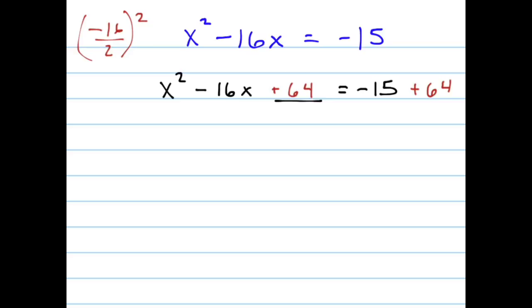Now, I know the right-hand side adds up to 49. That's the easy part. I've got to factor the left-hand side. Now, if we did it right, it should always factor into a square. Can anybody tell me what goes in the parentheses? Isaiah? Negative 8. That's part of it, but I need the whole expression.